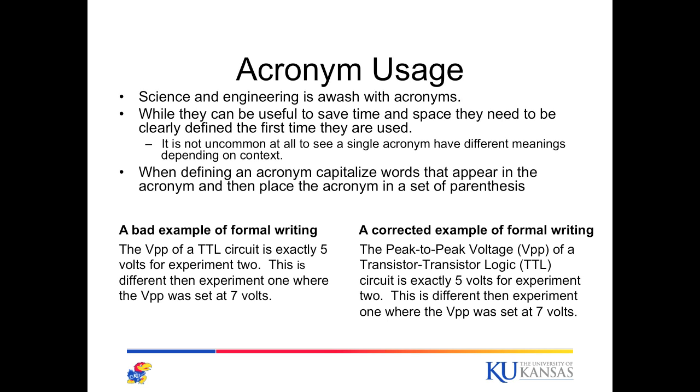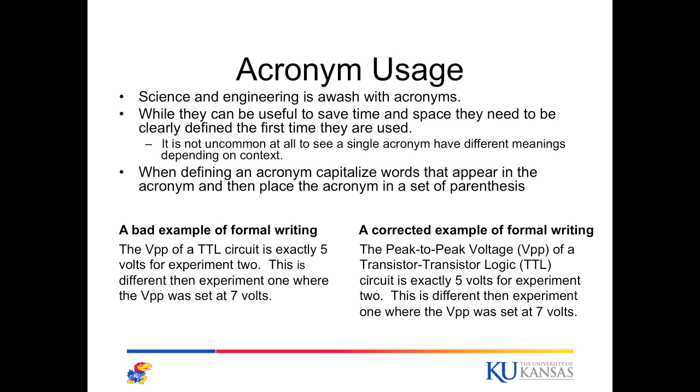So, bad example: the VPP of a TTL circuit is exactly 5 volts for experiment 2. This is different than experiment 1, where VPP was set to 7 volts. If you don't know what VPP and TTL mean, then it's really hard for you to interpret those sentences. It's almost Greek. So to correct that, we put in the definitions for those acronyms.